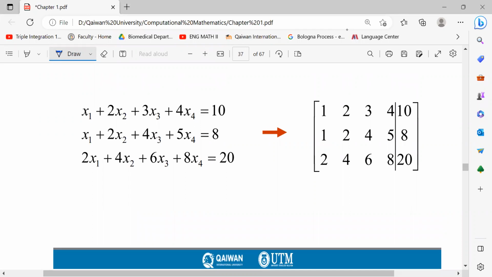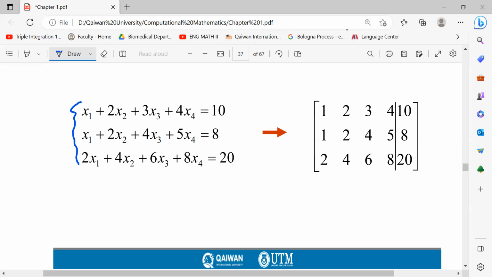Here we have another example. In this example, as you see, how many equations do we have? 3. And how many variables do we have? 4. In this case, we need to assign the non-leading variables by parameters. Okay, we just assign the non-leading variables by parameters.